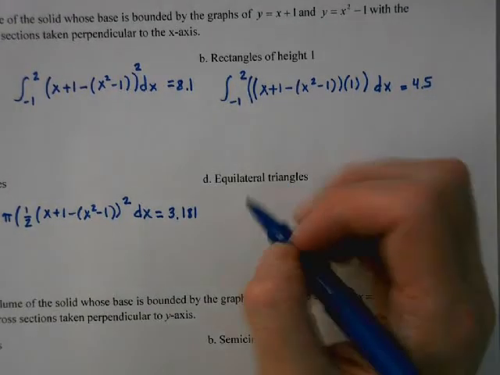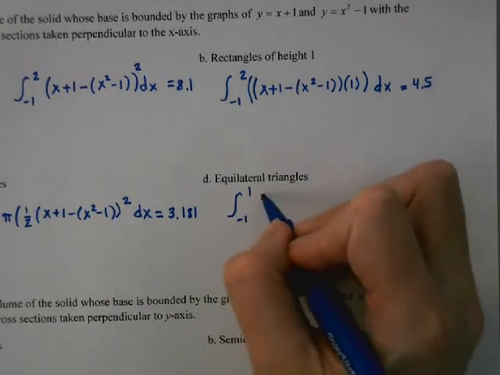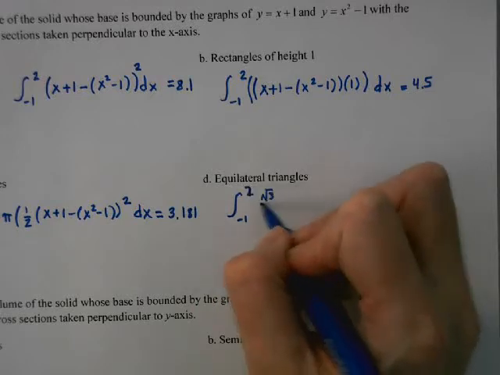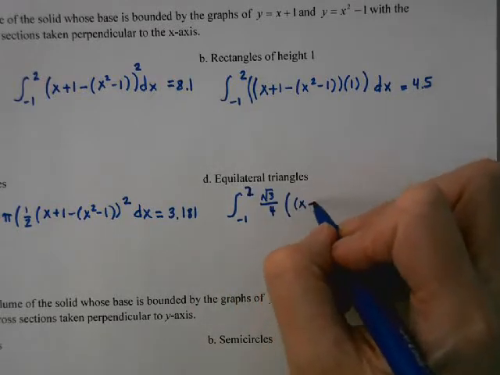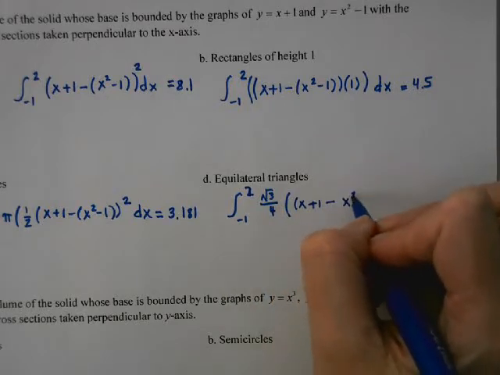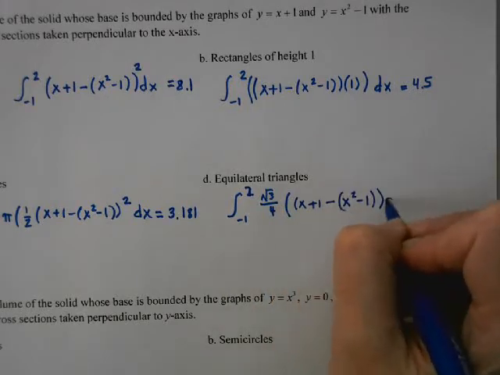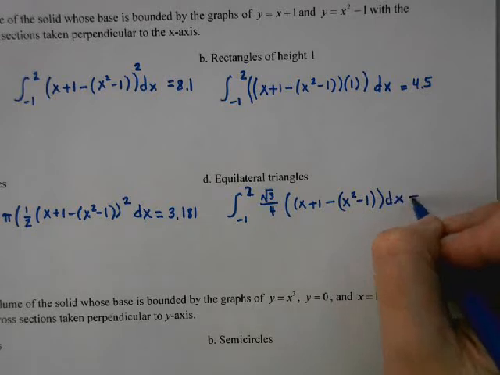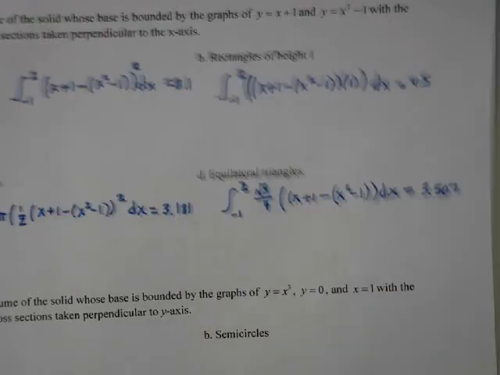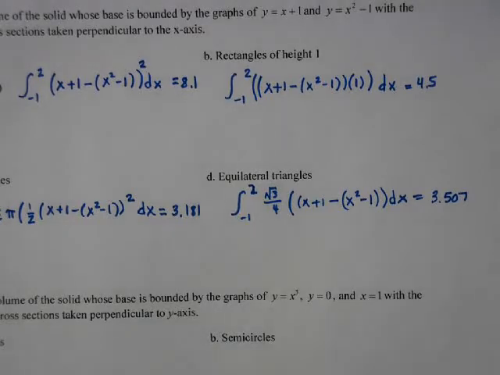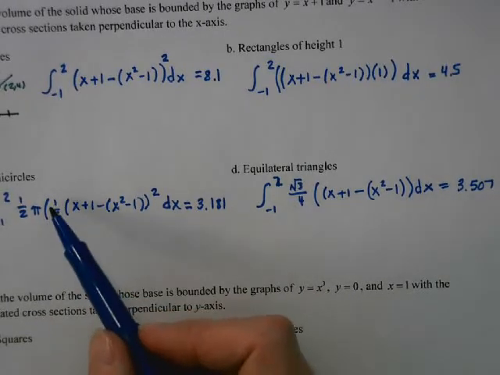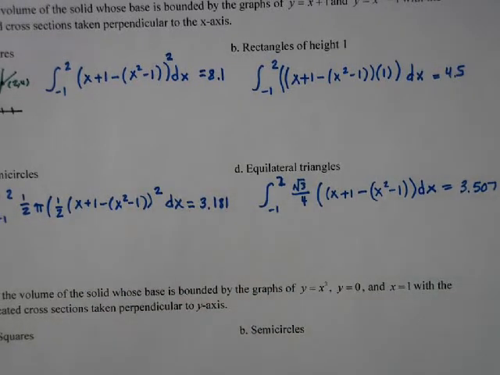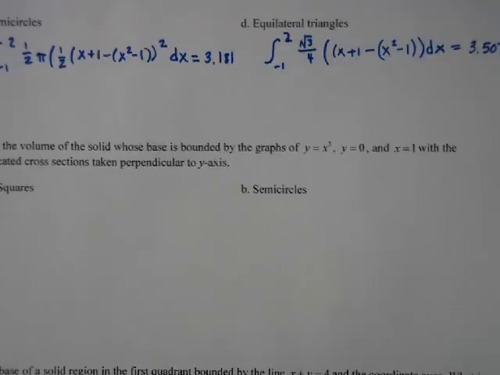And then equilateral triangles is going to be root 3 over 4 times the base squared, which is just going to again be that x plus 1 minus x squared minus 1. Which gives us 3.507. So these known cross sections are pretty easy. The biggest thing is things like this, like the radius is going to be half of that full distance, or on the other ones, like doubling it.